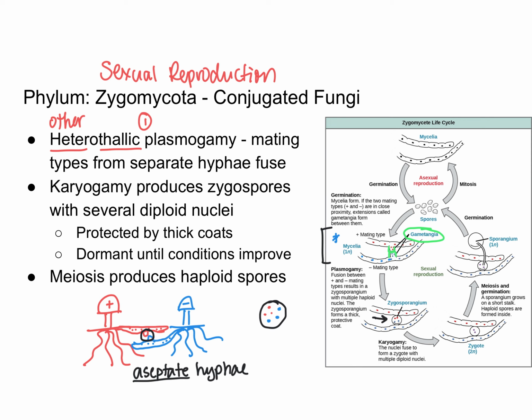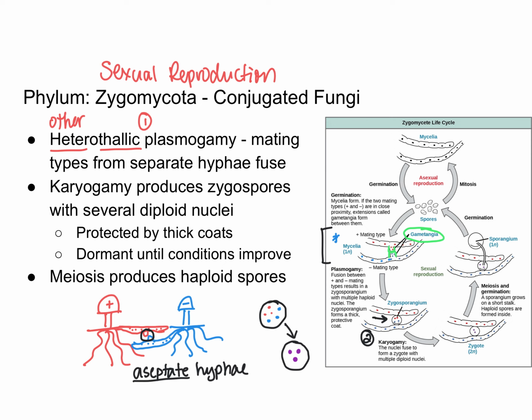The second stage of sexual reproduction in fungi is karyogamy. During karyogamy, the nuclei that are inside the zygosporangium are going to fuse. And so ultimately, you're going to end up with a zygote that has multiple diploid nuclei in it. I'm drawing the diploid nuclei as purple as a way to show that the blue and the red nuclei that I drew are fusing together.